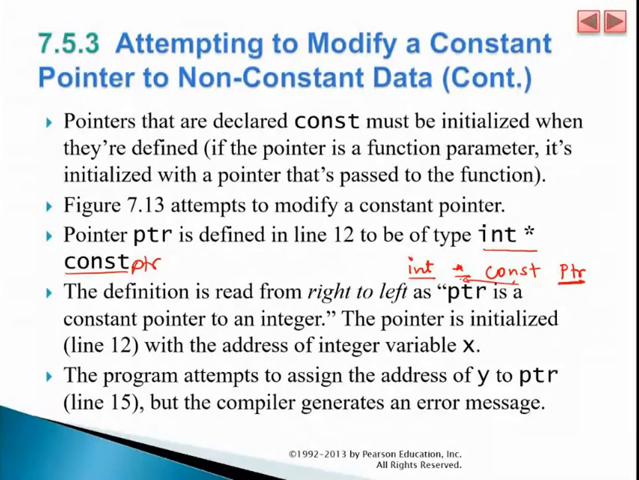Always read it from right to left, and then you will not face any difficulty in where to put this constant, right? If the constant is along with the pointer name, then this is a constant pointer. If it is with the data type, then we are talking about constant data. So we write it this way and read it as: ptr is a constant pointer to an integer. Whenever we are making a constant pointer, please remember that we have to initialize it with the address of the integer. Let's see the program.